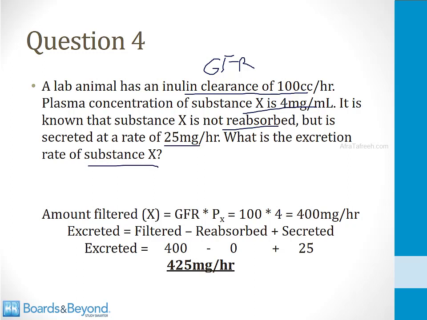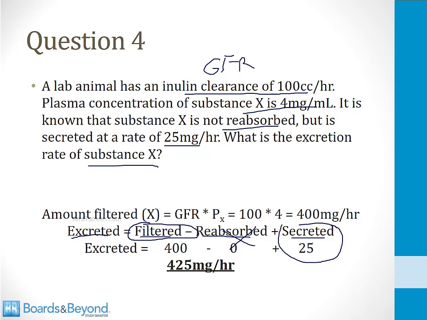To solve this problem, we have to remember that the amount of anything that is excreted is equal to the filtered amount minus reabsorbed plus secreted. They have given us the secreted amount at 25 milligrams per hour, and they have told us that nothing is reabsorbed. So all we need to do is figure out the filtered load of this substance, and then we will know how much is excreted.